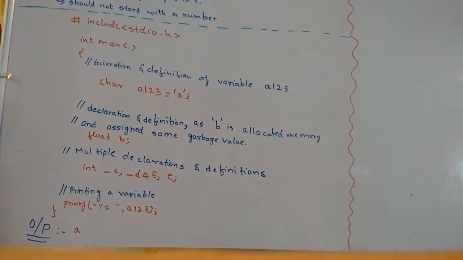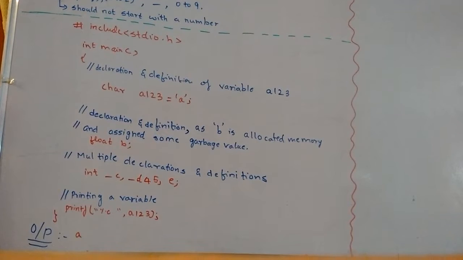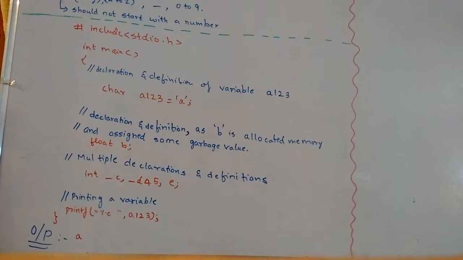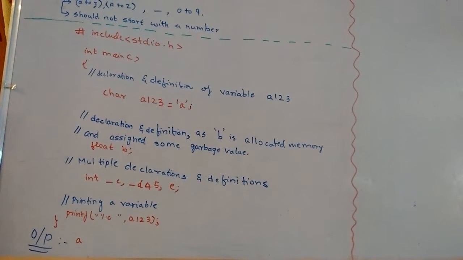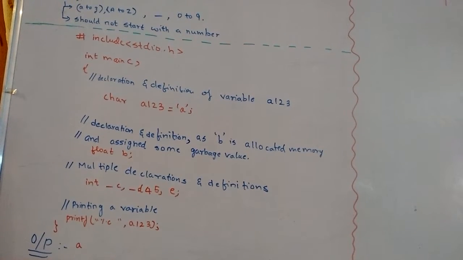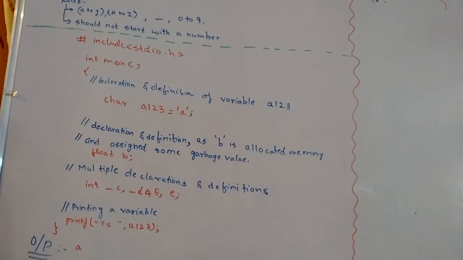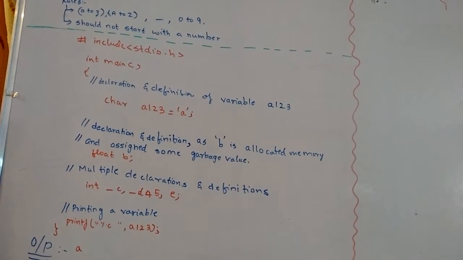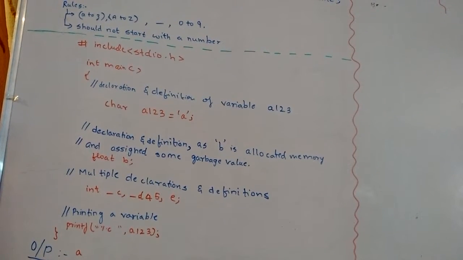Anyway, the programming part, as usual, I would begin by saying hash include stdio.h, and then in the main function, I will not read the comment lines. However, I will just read the code which is in red ink. I have written char a123 is equal to a. In other words, I have created a character variable. Name of the character variable is a123 and the data it holds is a.